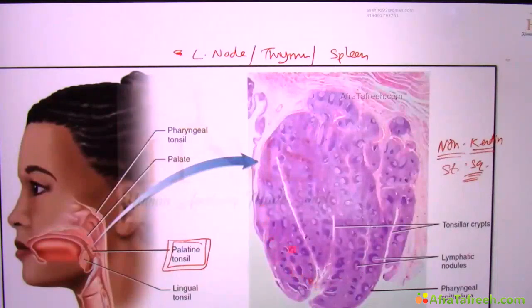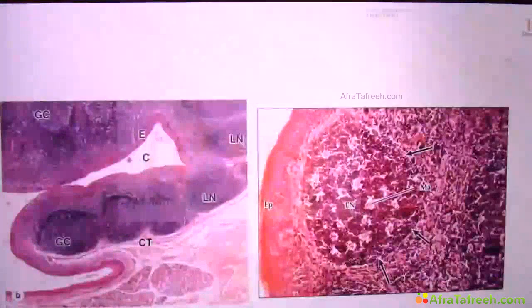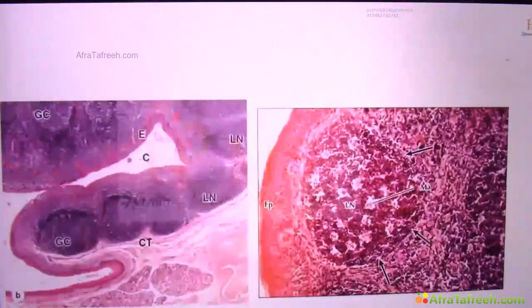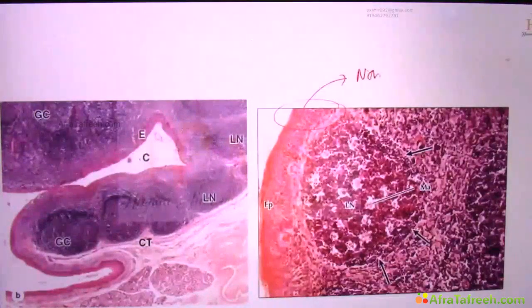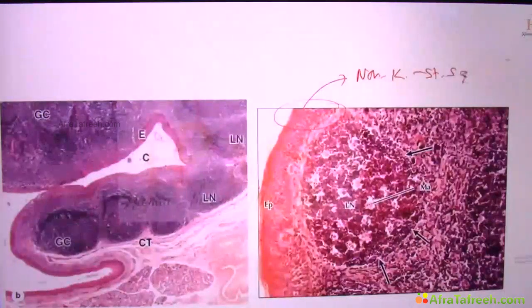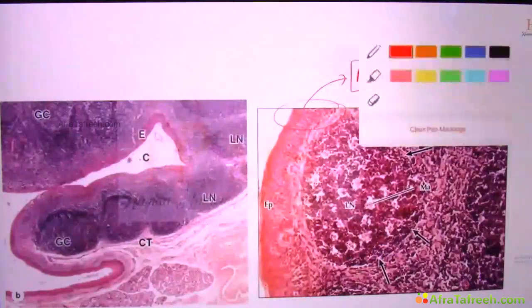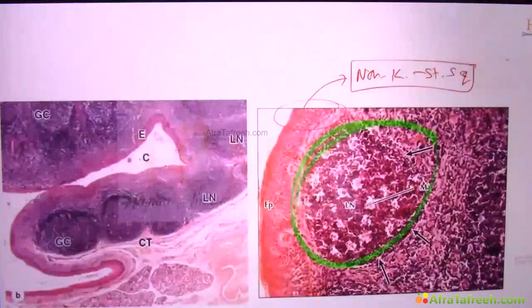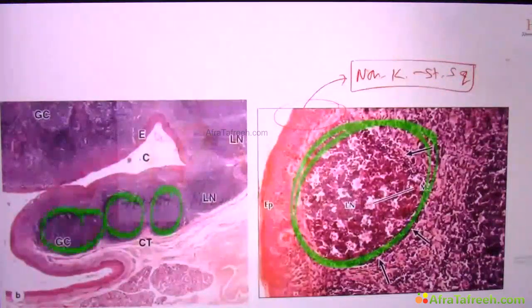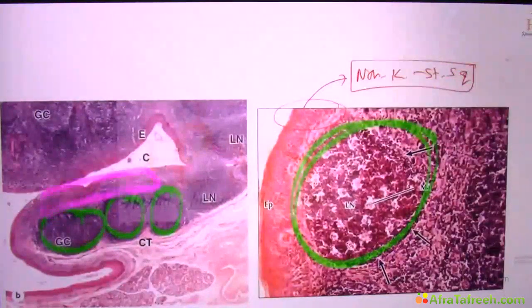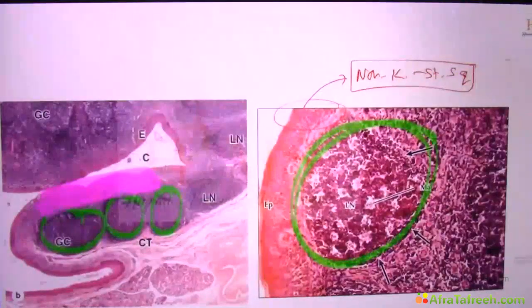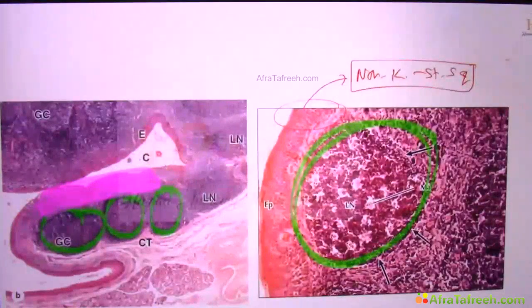See, lymphoid follicle with germinal centers. This is tonsillar epithelium. If you magnify, you'll find it is here. And what kind of epithelium is this? This is non-keratinized, stratified squamous epithelium. And what is this? This is a lymphoid follicle, lymphoid follicle, lymphoid follicle. And where is the epithelium? Epithelium is this. This is the tonsillar crypt, lined by this epithelium.